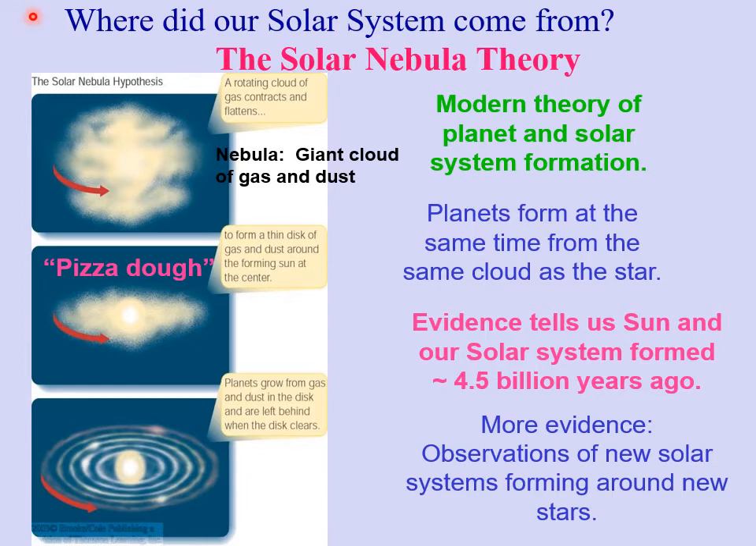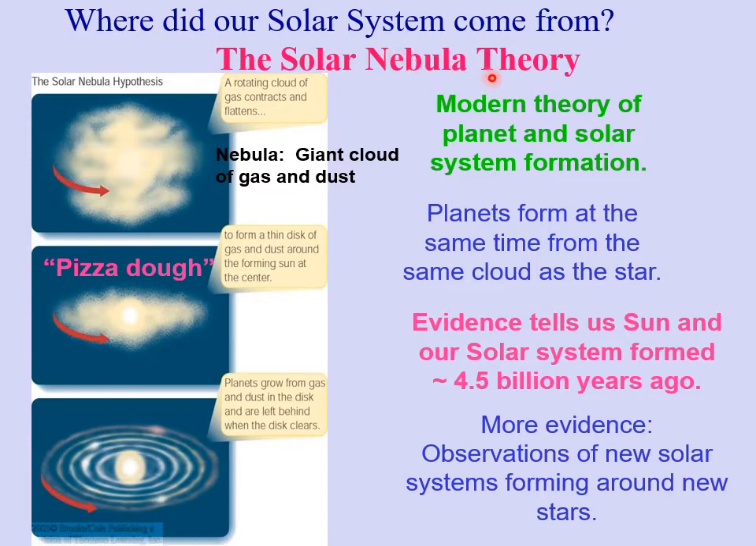One of the main ideas of this part of the lecture is, where did our solar system come from? This is the origin or the formation of our solar system. And the scientific theory that explains it is called the Solar Nebula Theory.